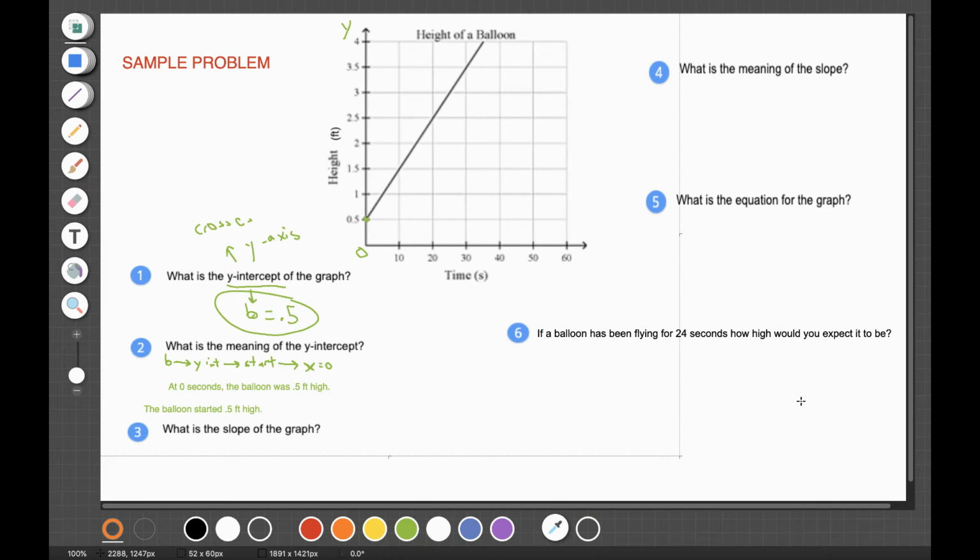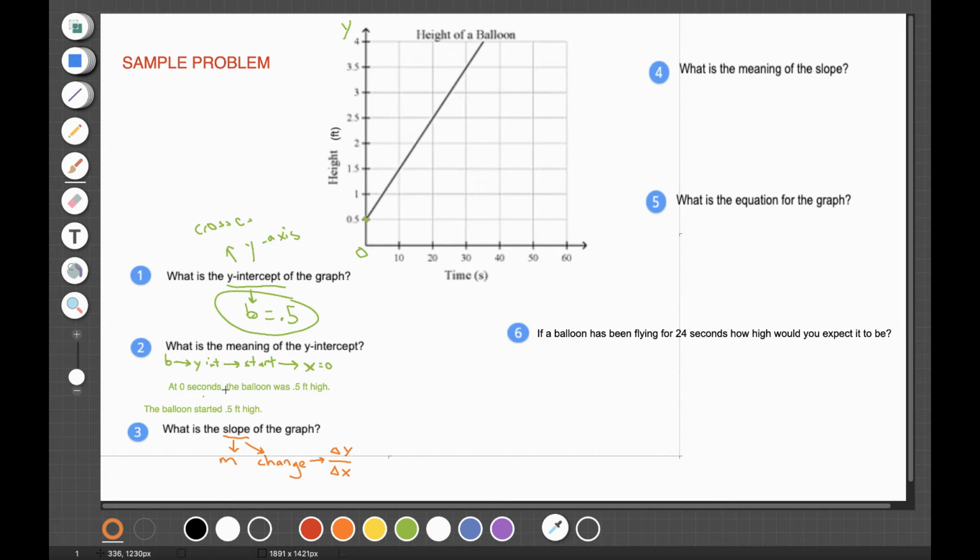Okay, now we're moving on to number 3. What is the slope of the graph? Well, there's a few different things we got to think about with slope, okay? First of all, slope is our m, so we got to know that. And it's also our change. And to be more specific, it's the change in y over change in x, okay?